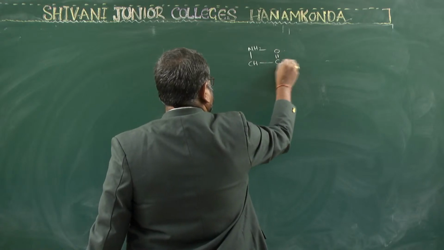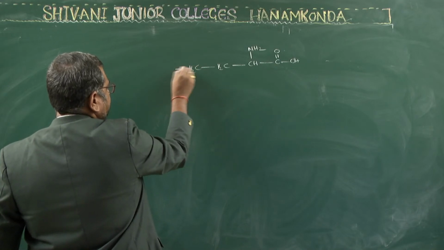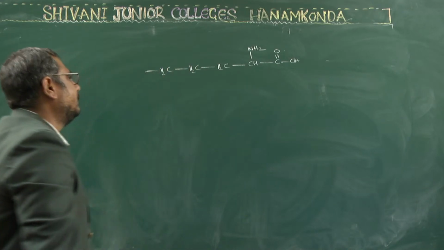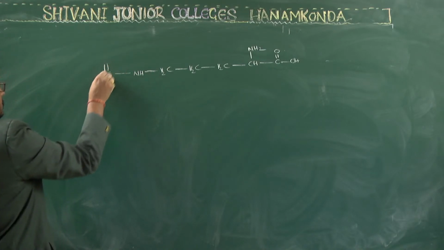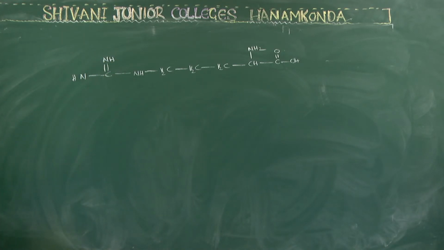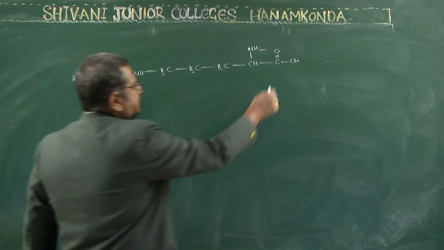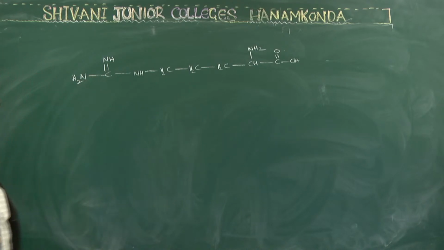CHNH2, COOH, then CH2, CH2, CH2, NH, C double bond NH. If you see the compound here, an acid group is present, and NH2. How many CH2 groups are taken are NH2, right. Now, here how many amine groups are present here? The total number of amine groups are 3.